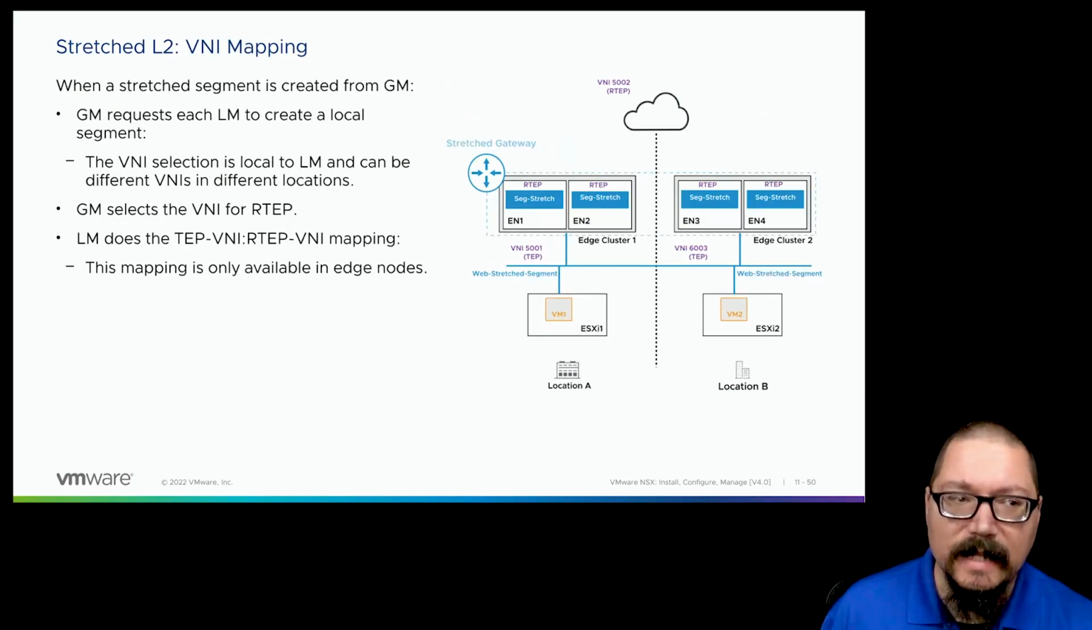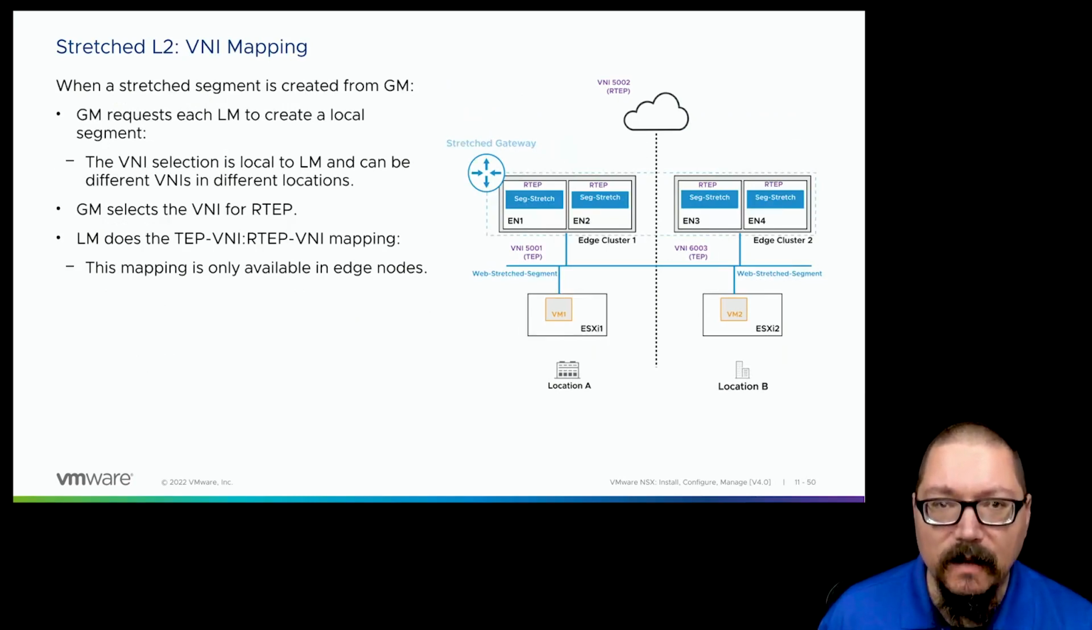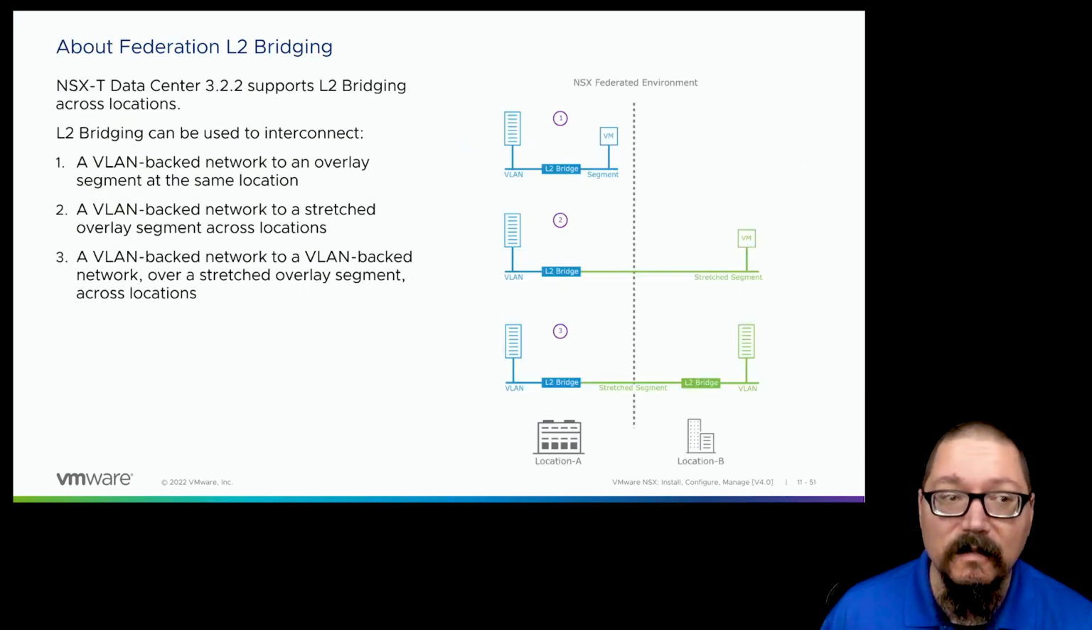So here we see that we've got this different VNI mapping going on. We've got our local TEP to remote TEP mapping available and visible on our edges. It's all managed by the local manager, because the local manager, again, is what assigns that local VNI.